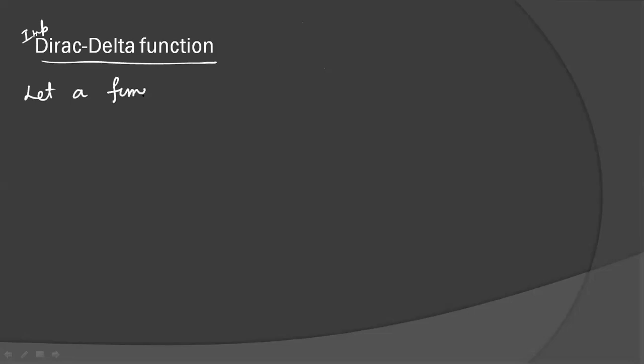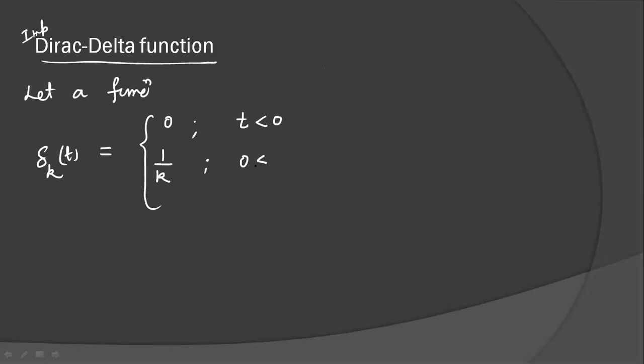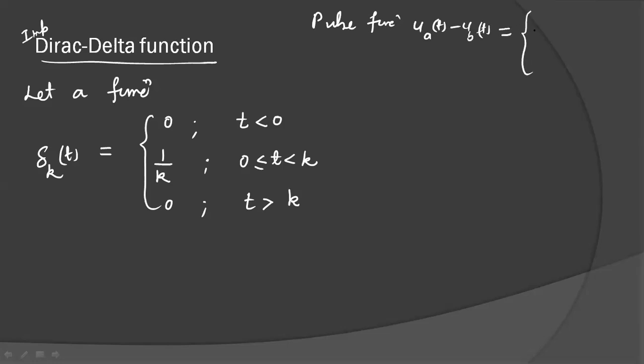Let a function delta kt be defined as 0 when t is less than 0, 1 over k when t is between 0 and k, and 0 when t is greater than k. So if you see the pulse function again, I told you uat minus ubt. If you remember, I have discussed this. It is 0 when t is less than a, 1 when it is between a and b, and 0 when t is greater than b.